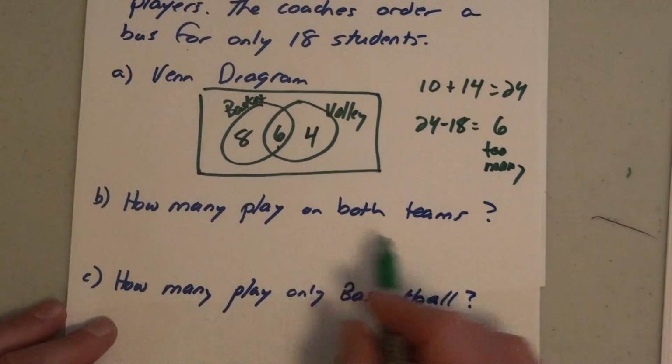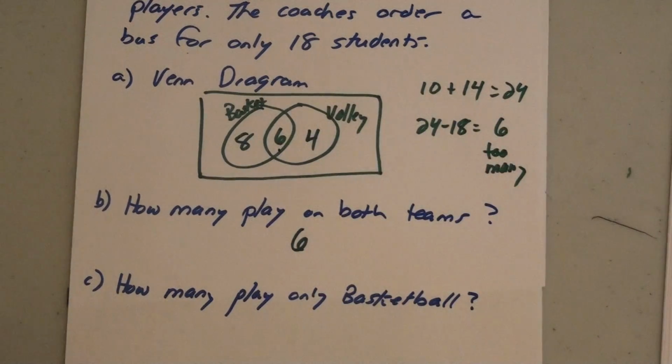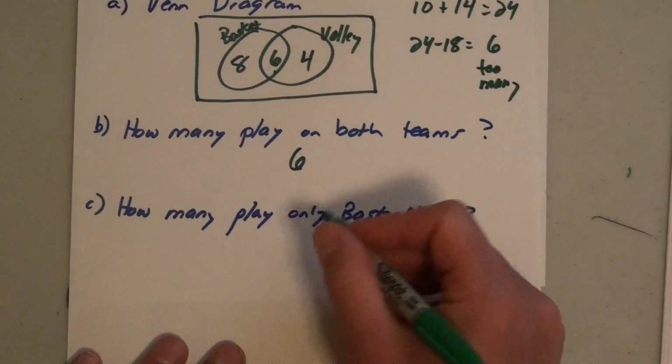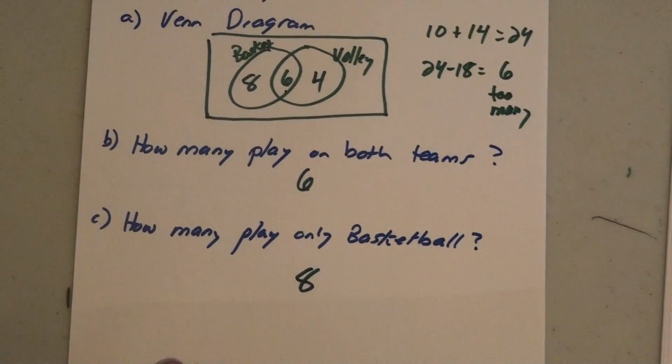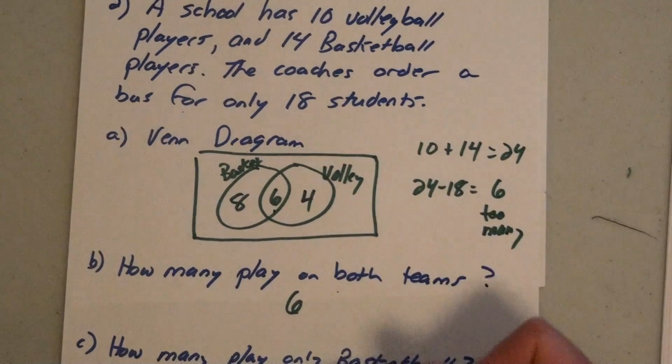How many players play on both teams? 6. Once you get your Venn diagram, it's very easy to answer. How many people play only basketball? Only basketball would be 8. So once you have your Venn diagram set up, it's very easy to answer the questions afterwards.